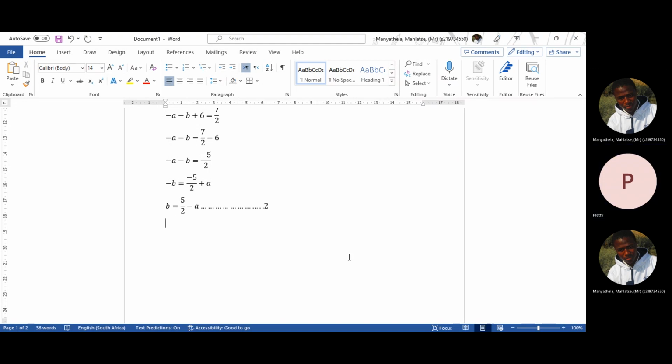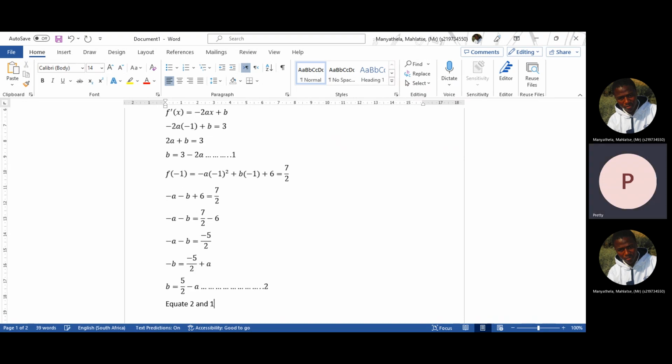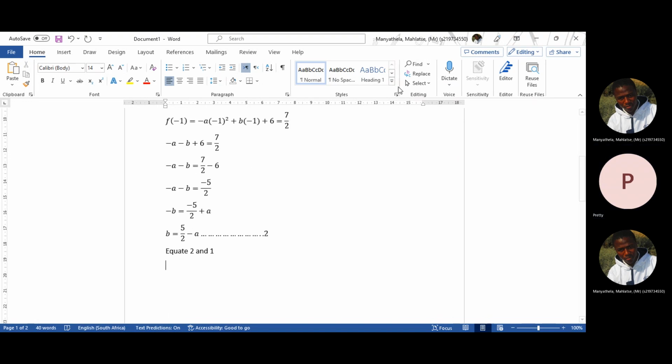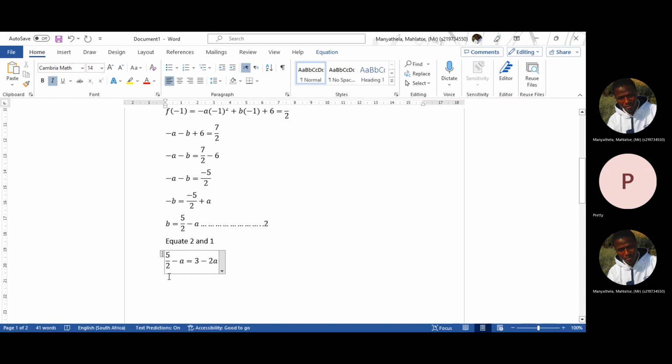So we equate equation 2 and equation 1. Okay, we're going to equate these two equations. So 5/2 minus a equals 3 minus 2a. Let's group like terms.